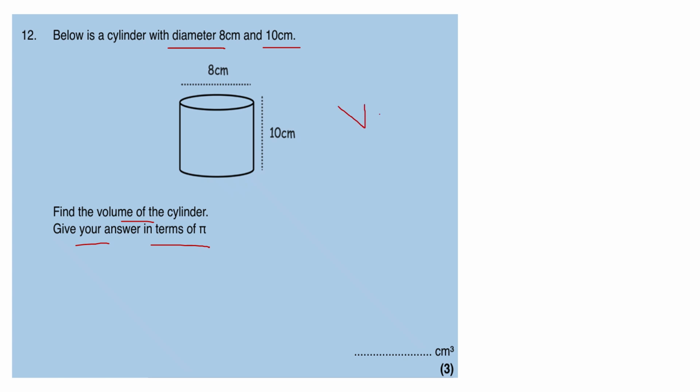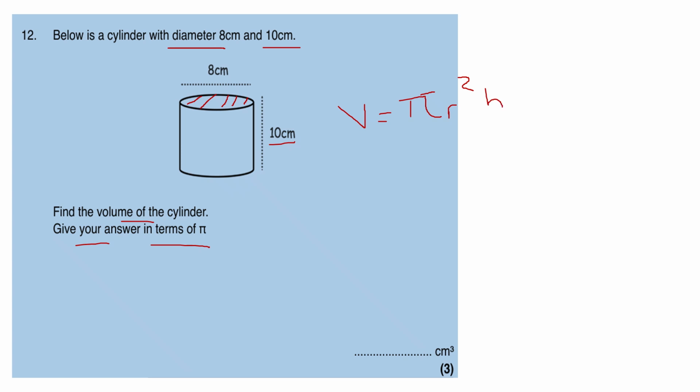Now to work out the volume, guys, we do the area of the cross section. So the area in this case of the top face, which is a circle, is given by pi r squared, and then we multiply that by the length or height. In this case it would be 10.